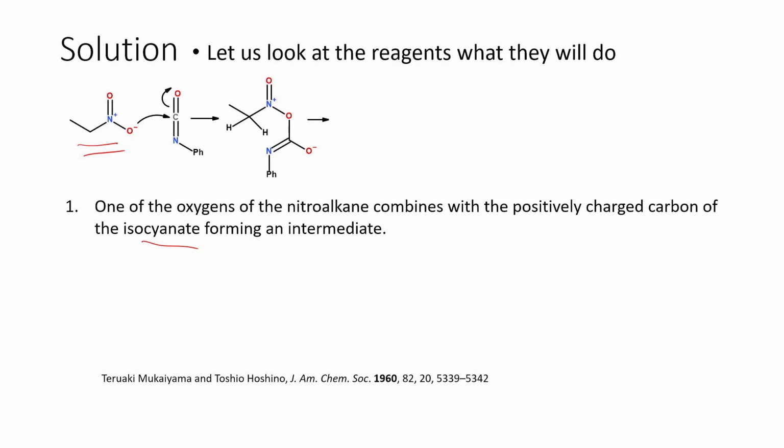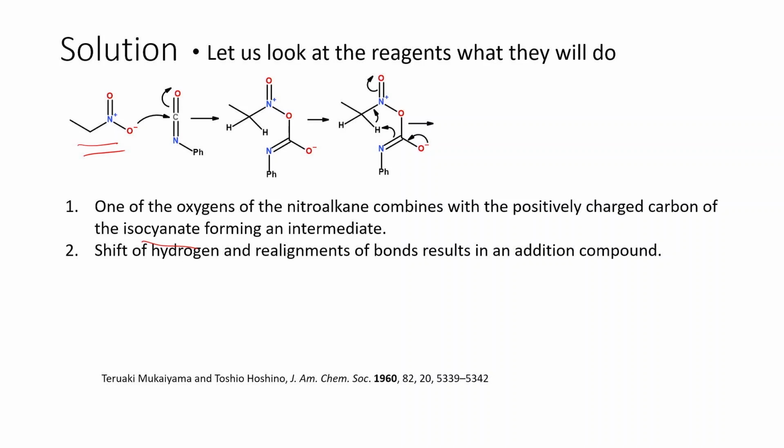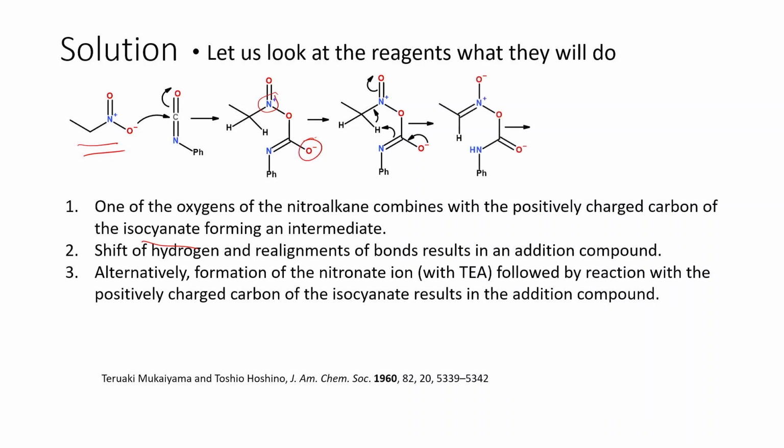The next step is basically the shift of hydrogen atoms, because here the nitrogen has a positive charge and the oxygen has a negative charge. So what can happen is a shift of bonds, and this leads to an addition compound as shown here. The same compound can also be formed by an alternate route. That means the nitronate anion, since we are using triethylamine as a base. So instead of the oxide anion, the nitronate anion can also undergo the same set of reactions.